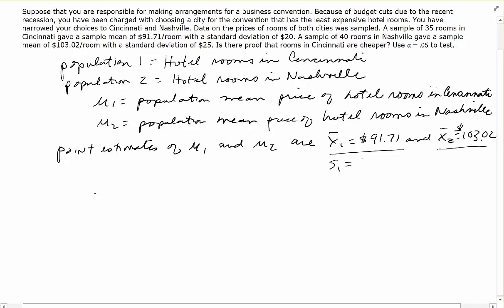Also, the standard deviation was collected for each one. And notice that I'm subscripting these to keep track of them so I know which population they belong to. And my sample sizes were 35 and 40.